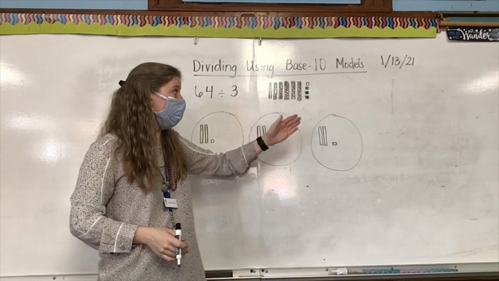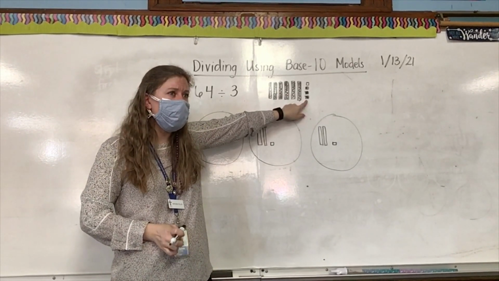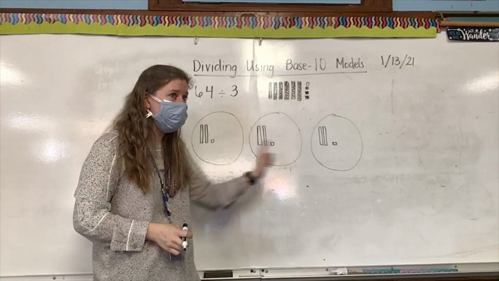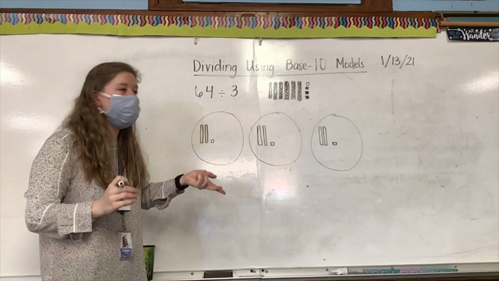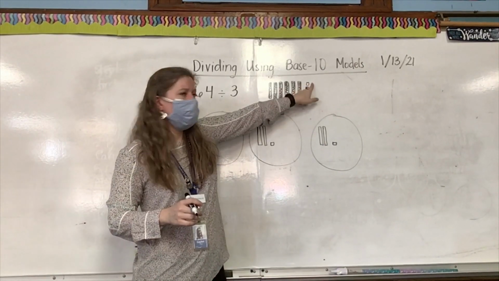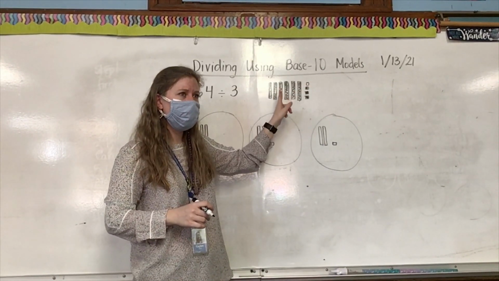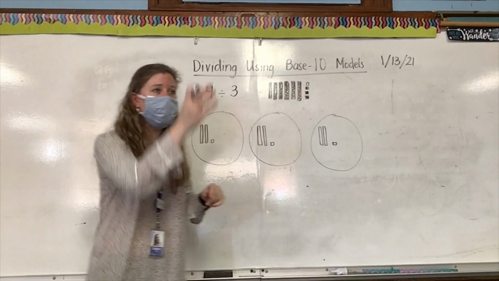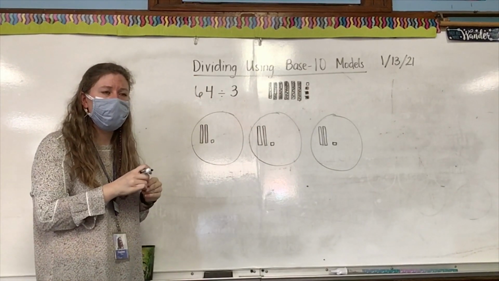To go again. How many do I have left? 1. Do I have at least 3? No. So what does that mean? Do I regroup like I do in the tens place? No. So what does that mean? Tell me what it says in your steps.